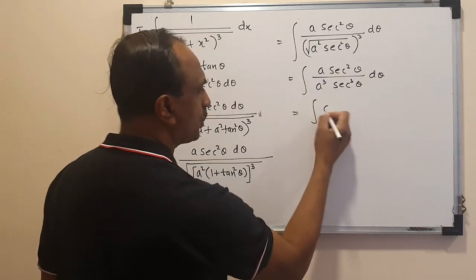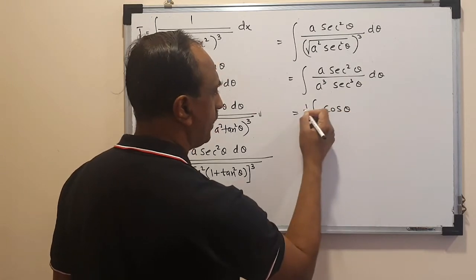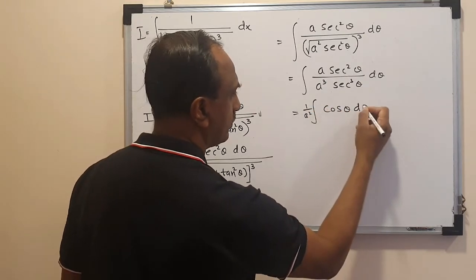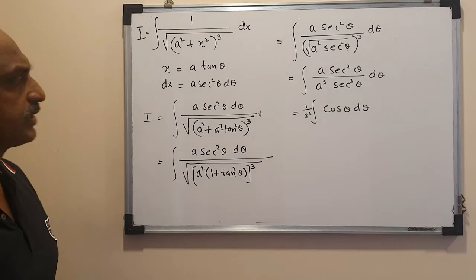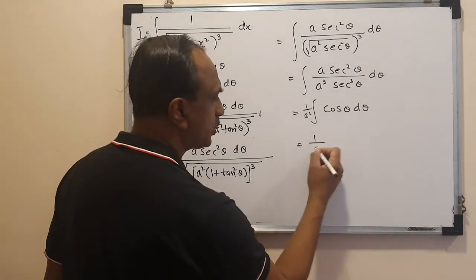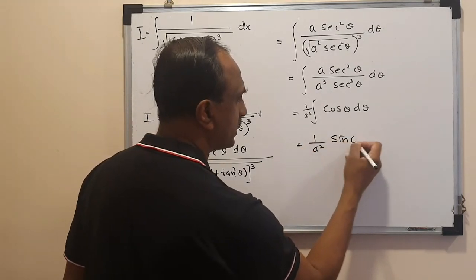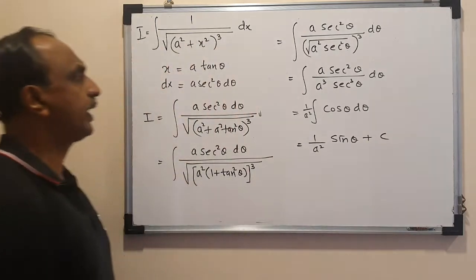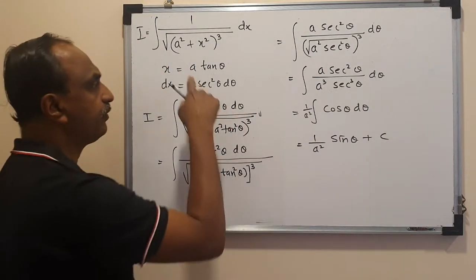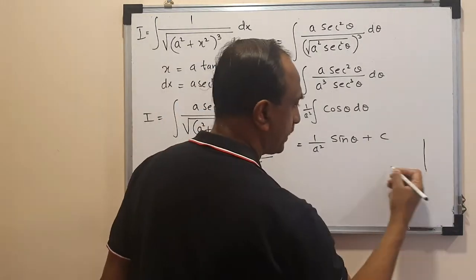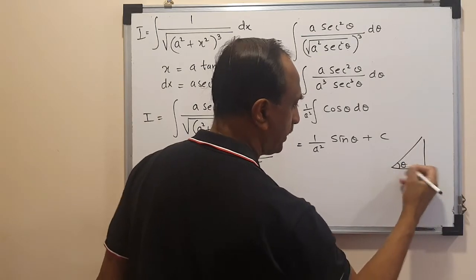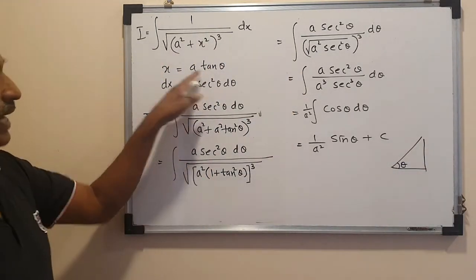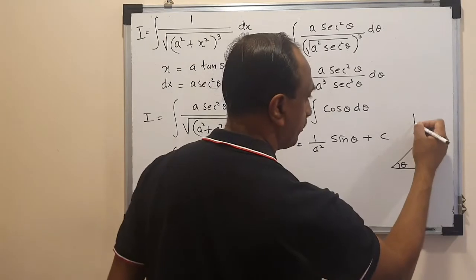Again this changes to cos theta. And 1 by a square outside. So it changes to 1 by a square cos theta, which changes to 1 by a square sin theta plus c. Now I need to replace sin theta in terms of x and a. So I make a triangle here. I make this as theta. Tan theta is x by a.